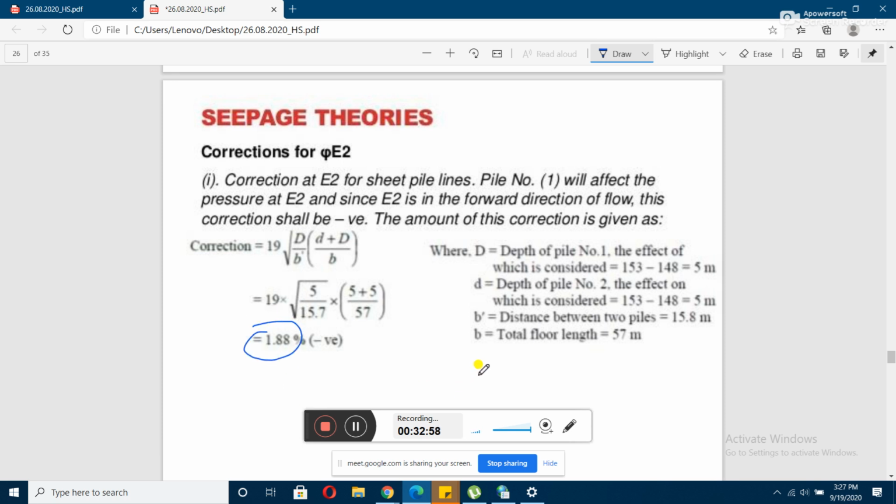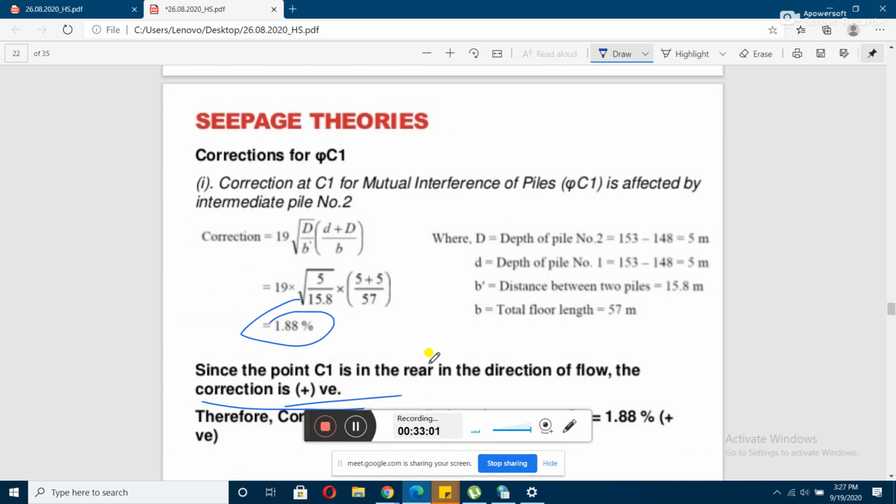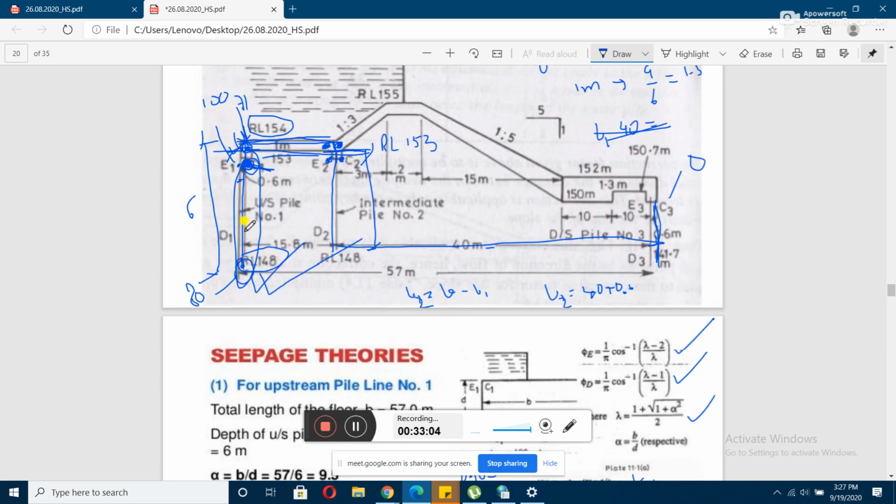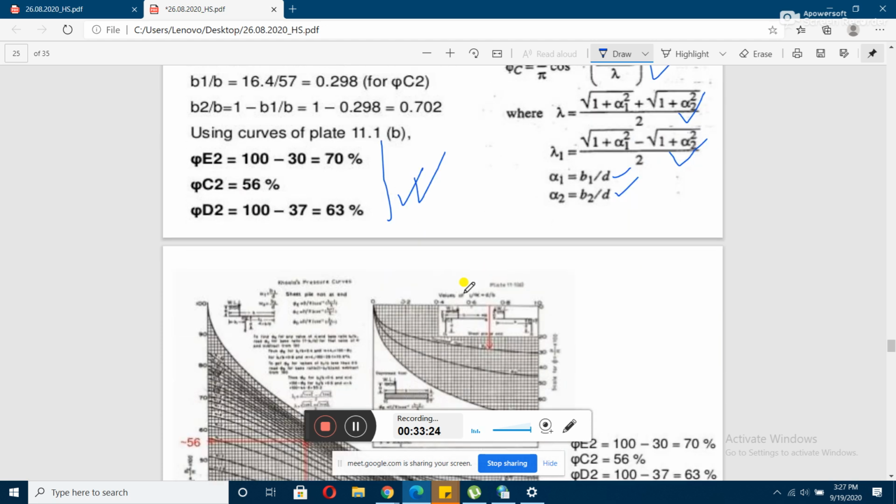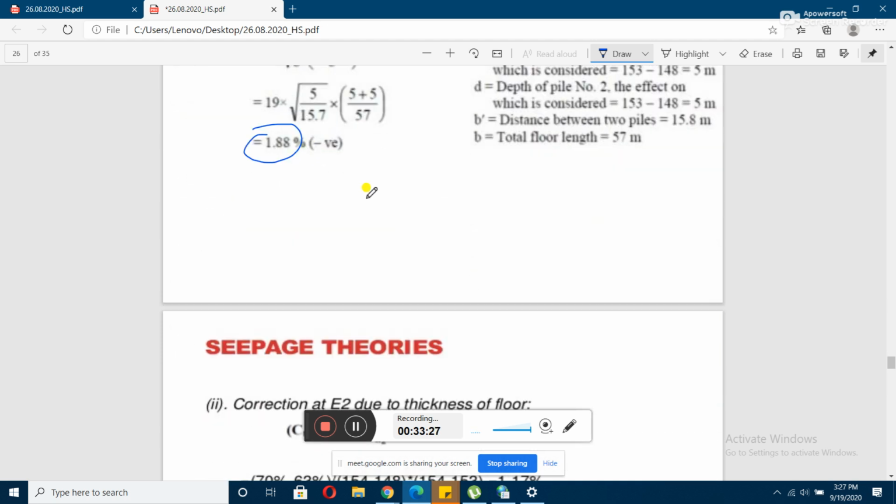And what kind of correction will this be? You can see that the influential pile is located on the upstream side. This is the influential pile for this particular pile. Once it is located on the upstream side, we will be subtracting that correction. This means it will be a negative correction. So 1.88 is for this particular pile, as this is on the upstream side, and this influential pile is denoted by I. So this particular correction will be negative in nature.